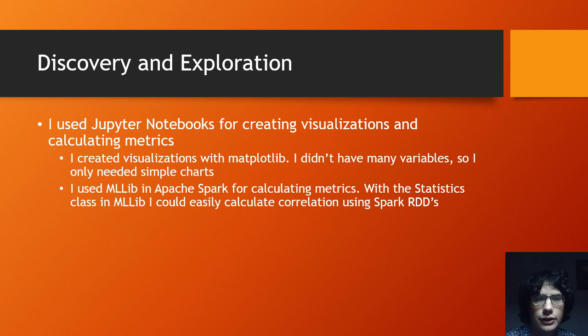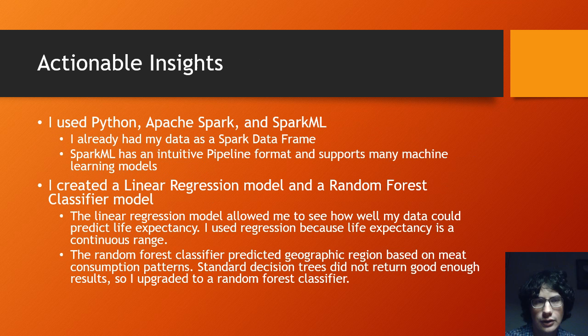Okay, discovery and exploration. I use Jupyter Notebooks for creating visualizations and calculating metrics. I just created simple charts and scatter plots, primarily with matplotlib and Python. I didn't have a lot of variables, so mostly two-dimensional charts are okay. For calculating metrics, I used MLlib in Apache Spark and Python. With the MLlib statistics class, you could easily calculate correlations between RDDs.